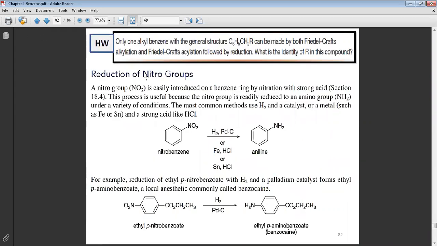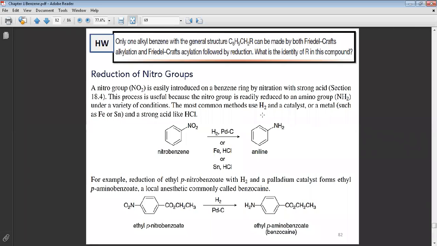Now the reduction of the nitro group. Reduction of the nitro group, NO2 to NH2, by using this reagent: hydrogen with palladium on carbon, charcoal, or by using Fe/HCl or by using Sn/HCl. This is how NO2 is directly reduced to NH2.